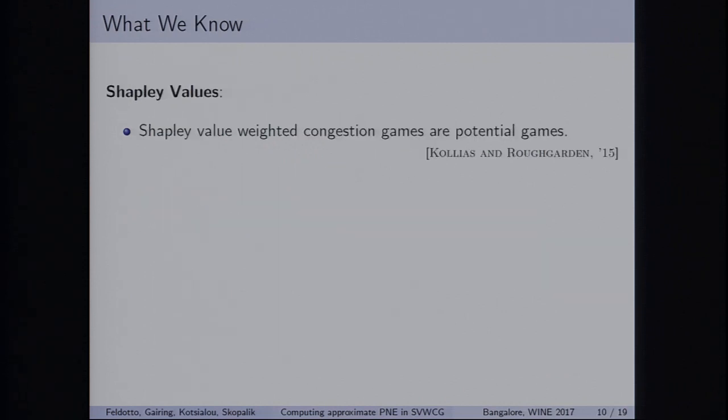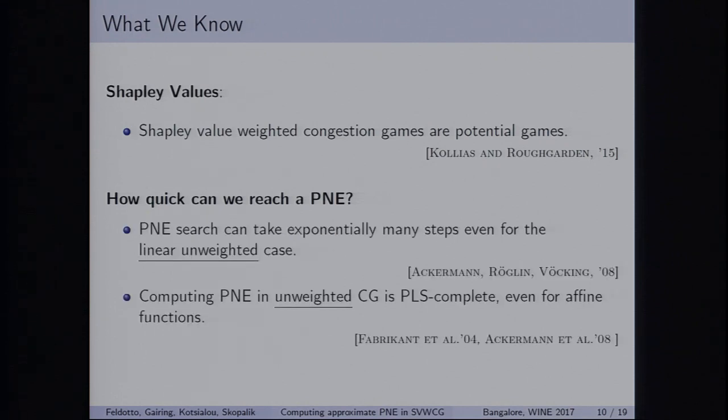For congestion games using Shapley values, we know that these games are potential games. Given that a potential function exists, this gives rise to the natural question of how quickly we can reach an equilibrium. Unfortunately, such a process can take exponentially many steps, even for the linear unweighted case.